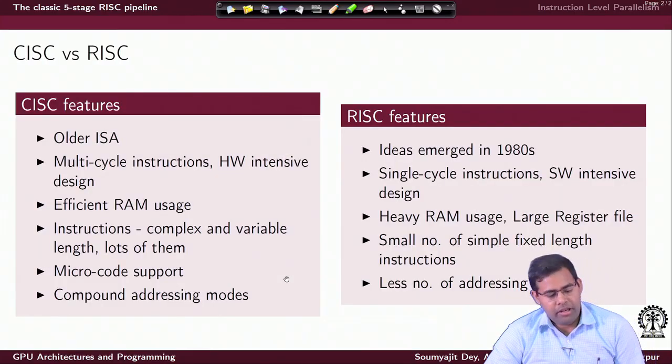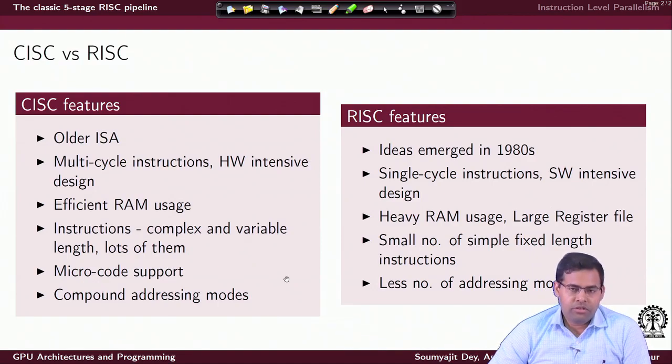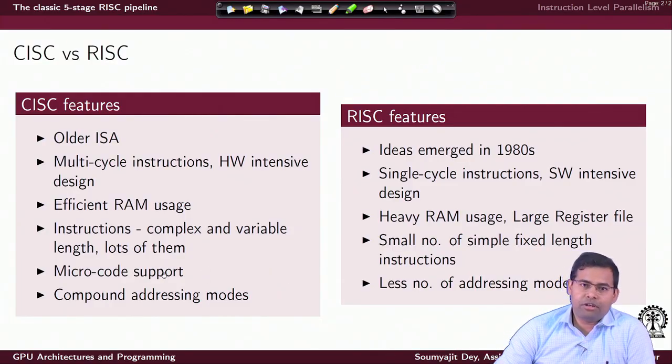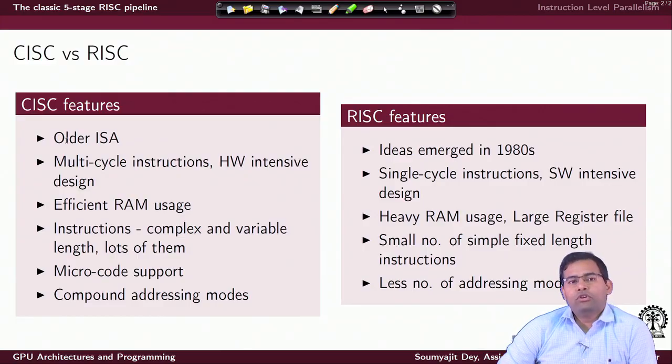Overall, to summarize the difference, the features of a CISC kind of system. The instruction set architecture of a CISC processor is older. The philosophy is quite old. So, CISC processors came much earlier. RISC was an idea which emerged in the 80s. Earlier to that, it was mostly CISC.